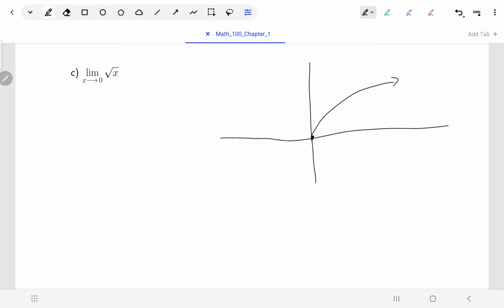So I can't even approach on my function as x approaches 0 from the left, because there is no function on the left side of 0. So for this one, because you can't approach 0 from both sides, I would say the limit does not exist.